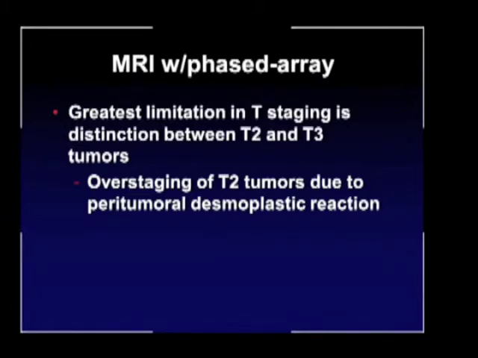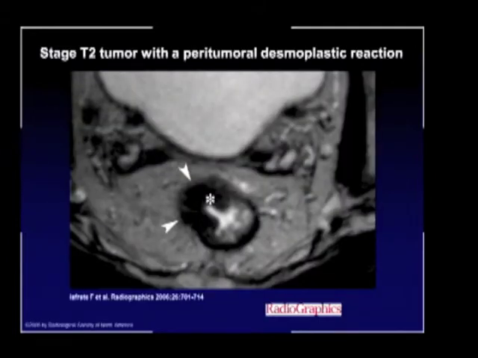The greatest limitation we have with MRI, though, with regards to T staging, is the distinction between T2 tumors and subtle T3 tumors. What happens is the T2 tumors have associated inflammatory and fibrotic changes that can lead to overstaging. Here's an example from the literature. What you see here is a pathologically proven T2 tumor. It's confined to the bowel wall. And on this MRI, you can see this peritumoral desmoplastic reaction, which mimics a T3 tumor.